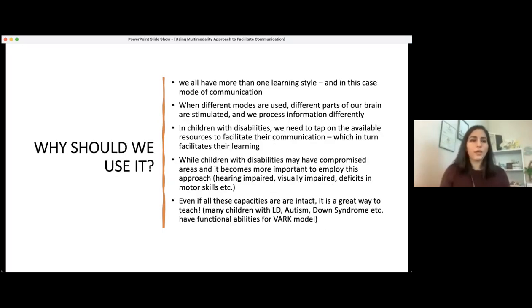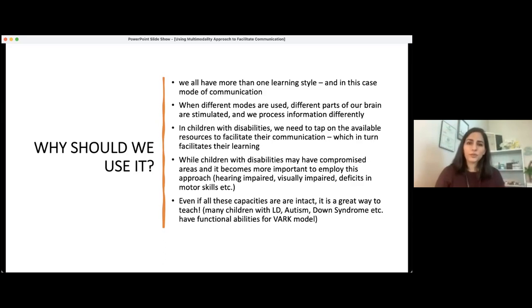All right. So my next slide is: why should we use it? We all have different learning styles, and like we're talking about, we all have different modes of communication. We have children who are able to use speech. There are children who are able to use sign language. There are children who are able to use speech, but not able to understand the subtleties of speech. So there are so many different levels of communication that we are talking about when we talk about our special needs individuals. And they also, just like everybody else, have different learning styles.